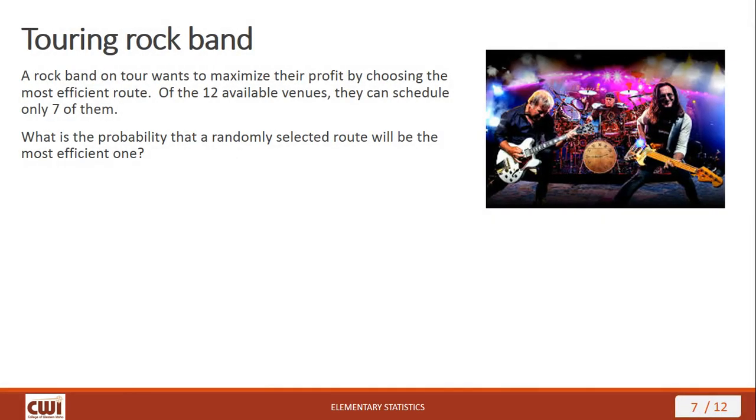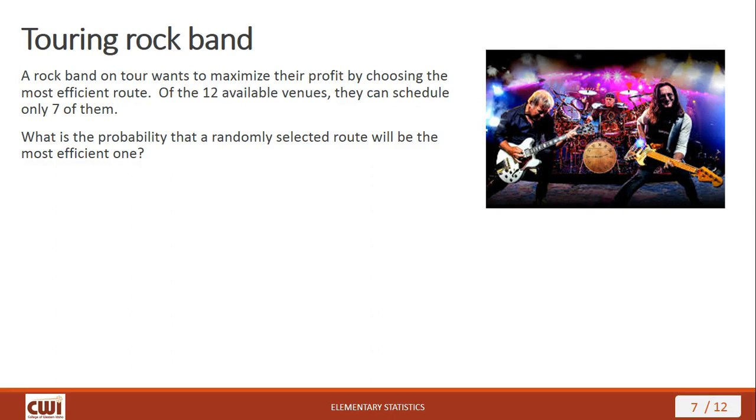So let's look at a touring rock band to start with. A rock band on tour wants to maximize their profit by choosing the most efficient route. What route will bring them the most money in the least amount of time? They have 12 venues that are available, but they can only schedule 7 of them. What then is the probability that a randomly selected route will be the most efficient one?